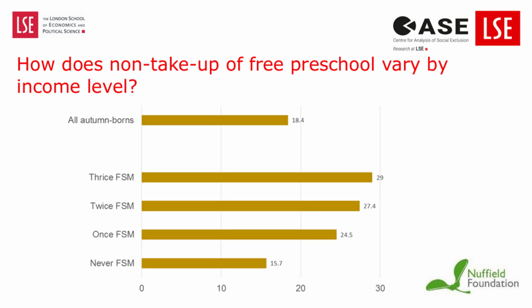So if we just basically look at how non-take-up of the free preschool entitlement varies by income level, we can see that nearly 20% of all of the autumn-borns don't attend at the beginning of the free entitlement. But this rises to nearly 30% among the children who are the poorest, the thrice FSM children, and it drops by nearly half among those who never claim free school meals, the richer children. Fewer children don't attend, so more of them are taking up the free entitlement to preschool.